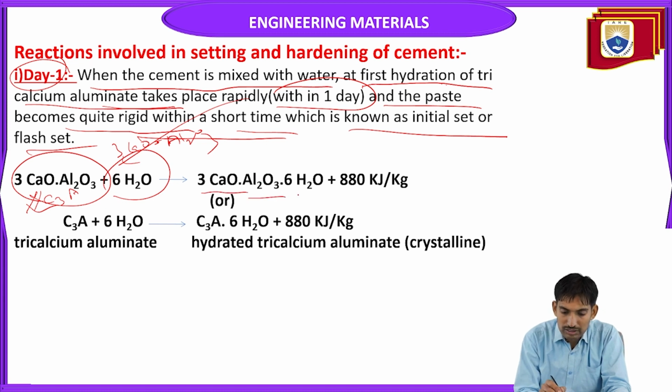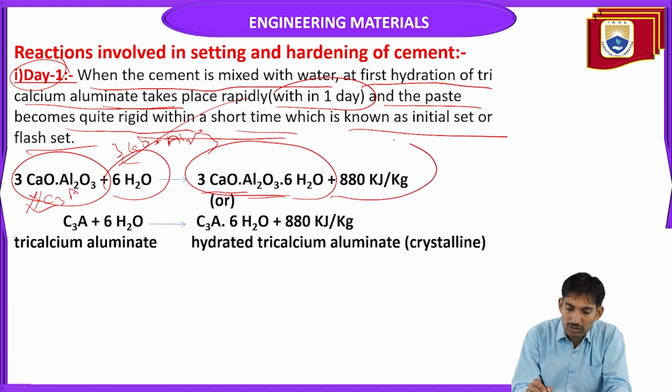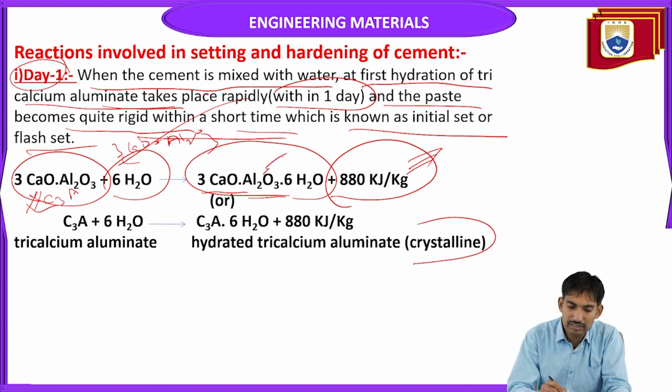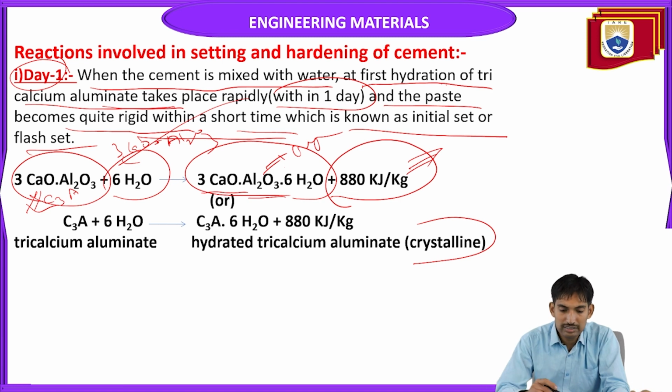3CaO.Al2O3 absorbs water and hydration takes place. It is an exothermic reaction. It releases heat while forming this type of hydrated calcium aluminate crystal. It is the formation of the crystal. Tricalcium aluminate reacts with water in the first day and forms the initial set or flash set, that is 3CaO.Al2O3.6H2O. It is an exothermic process.